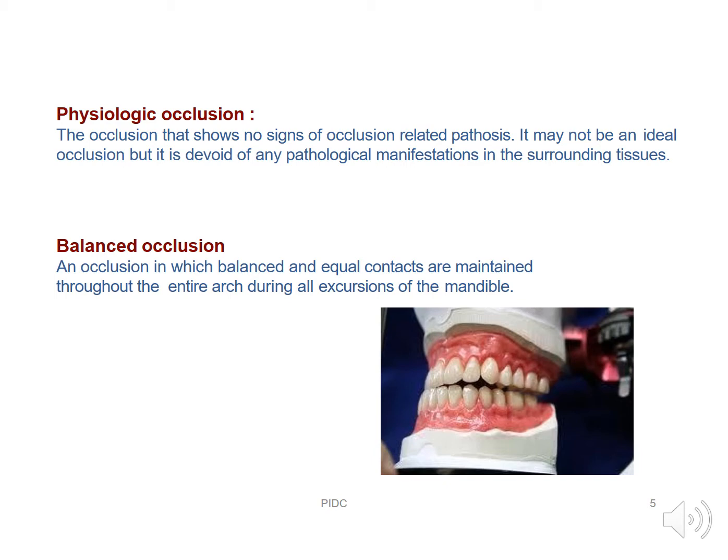Next one is balanced occlusion. This is an occlusion in which balanced and equal contacts are maintained throughout the entire arch during all excursions of the mandible, meaning that both upper and lower teeth will maintain a good contact when the mandible is moved laterally or anteroposteriorly. That is what we call balanced occlusion.